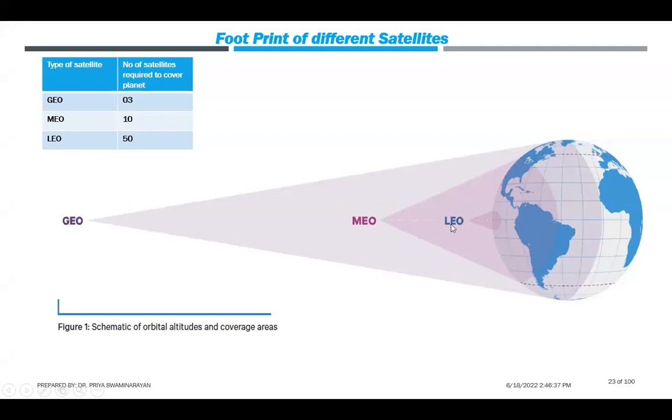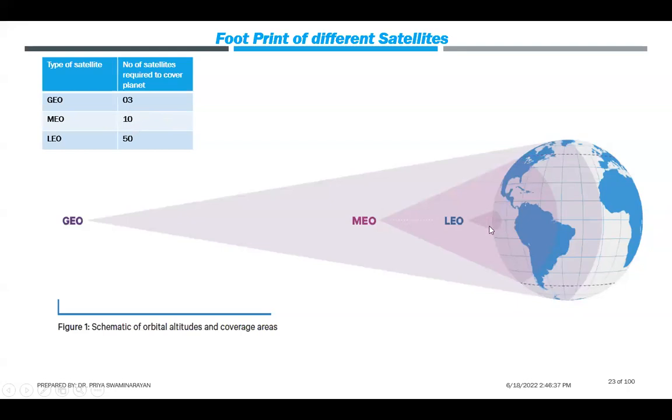Now again in the LEO, the distance is too small, and that's why only this much part can be covered by the LEO satellite. So in case of GEO, we need only 3 satellites to cover the entire planet. That means if you want to cover the entire planet, we have to install only 3 GEO satellites. But if instead of GEO we are using MEO, the footprint of MEO is less compared to GEO. And because of this limited footprint, we have to use a total of 10 satellites to cover the entire planet.